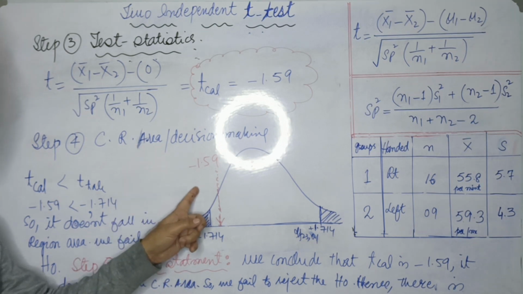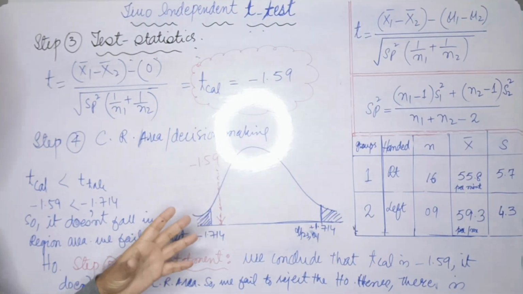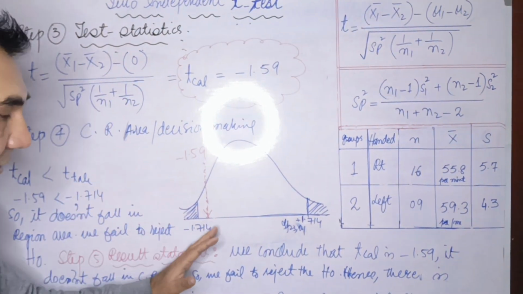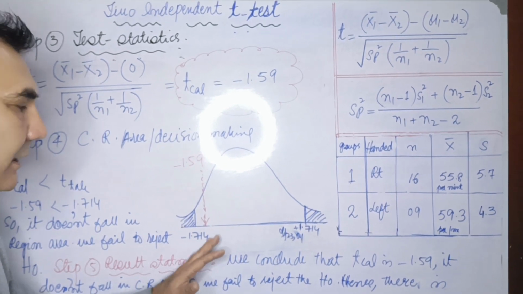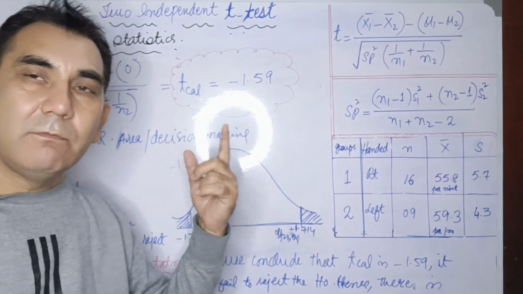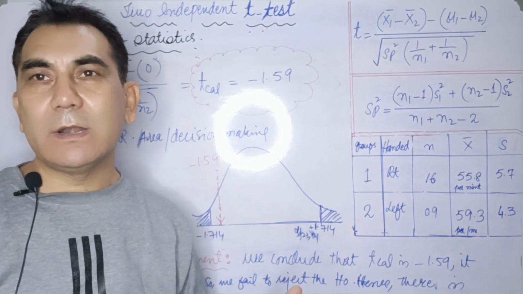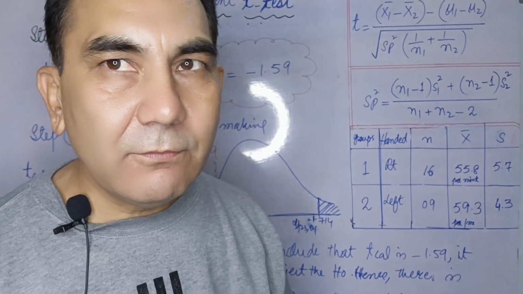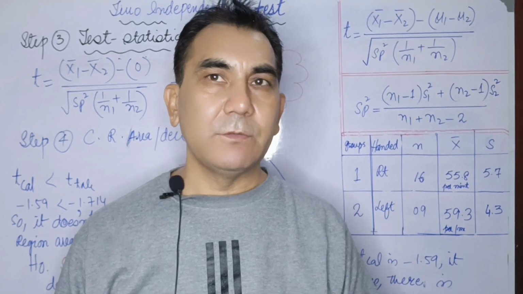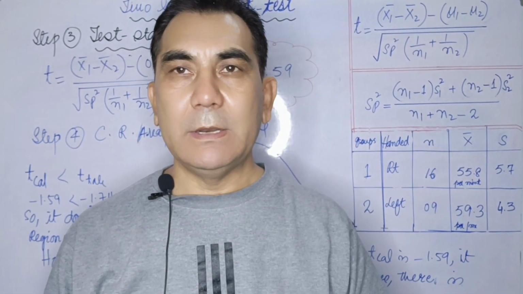If we reject the null hypothesis when it is actually true, this is called the type 1 error, and the type 1 error is also called alpha. When we fail to reject the null hypothesis when it is false, it is a type 2 error, and the type 2 error is beta. And 1 minus alpha is the confidence interval, CI, and 1 minus beta is the power of the test. I hope this lecture clears your concept about the two independent t-test.